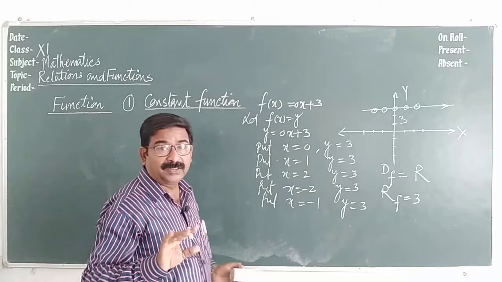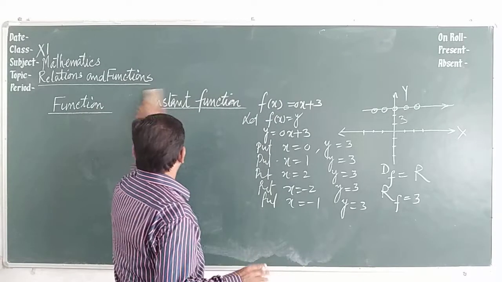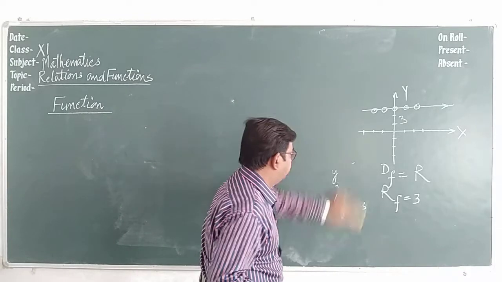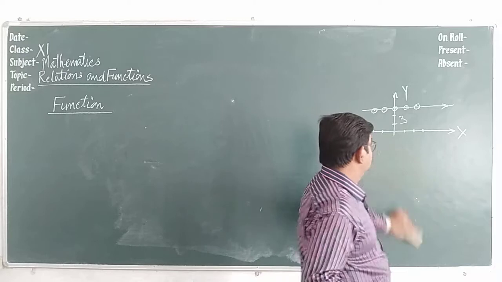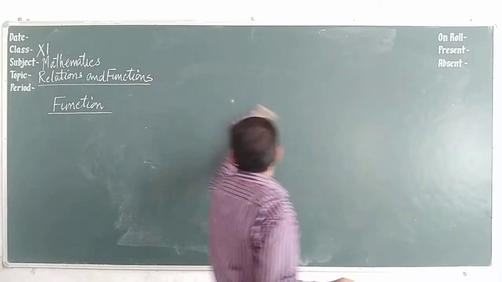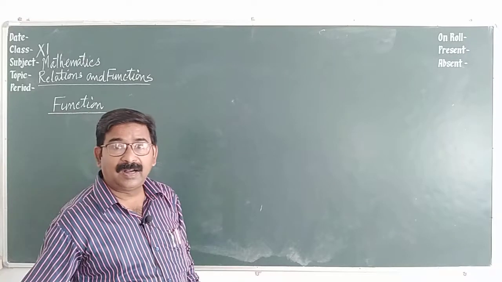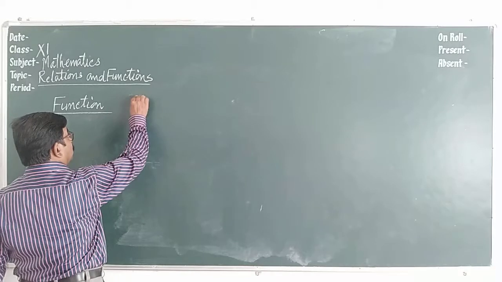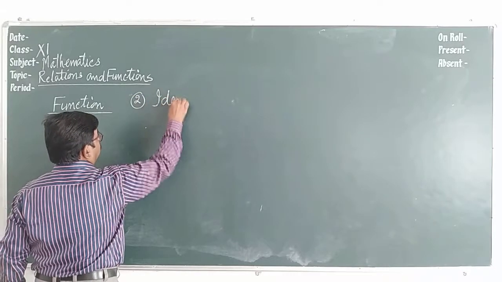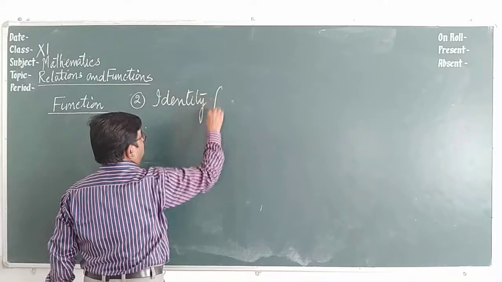Meaning by plotting the graph we can find out the domain and range. Now the second type of function is the identity function.